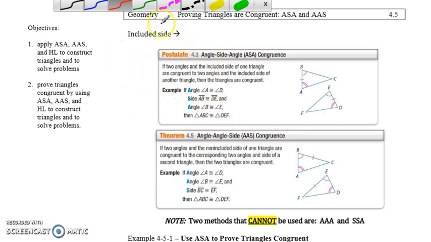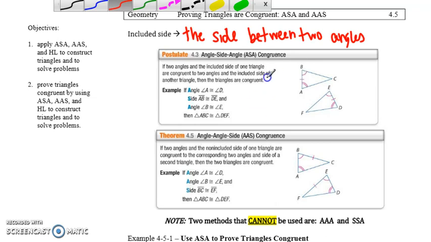So our first definition is the included side. So just like an included angle, the side between two angles. So it has to be between. So here it is between those two angles. Here it is between those two angles.